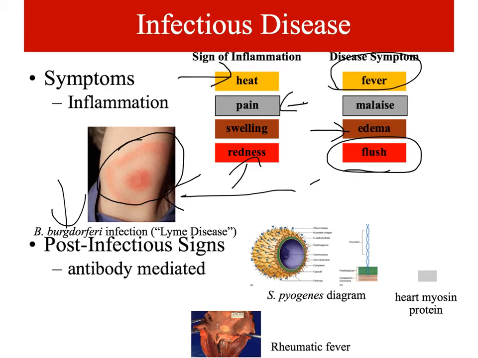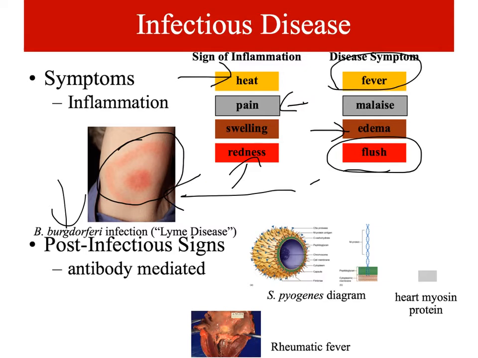So in addition to symptoms of an active infection, we can also have pathology coming from post-infectious pathologic processes. And I'm sorry, it looks like I'm missing a picture here, but what you can see is some antibody-mediated post-infectious problems. And there's a really great example of that from an organism called Strep pyogenes. This is the organism that causes strep throat.